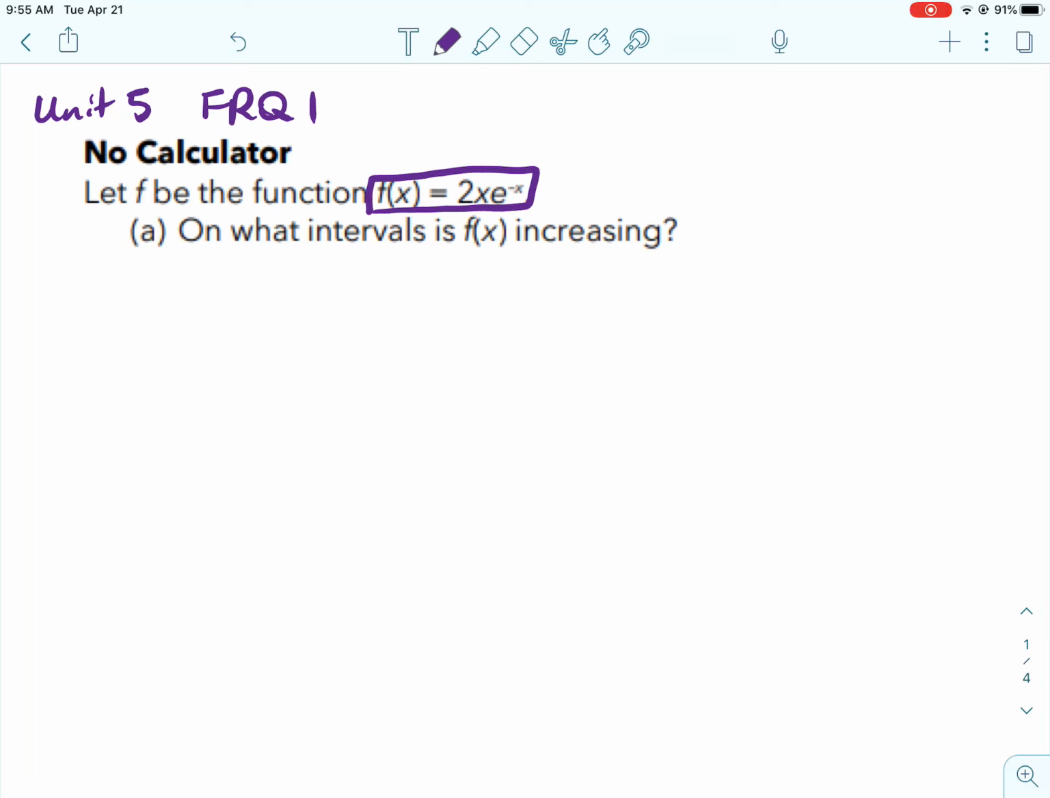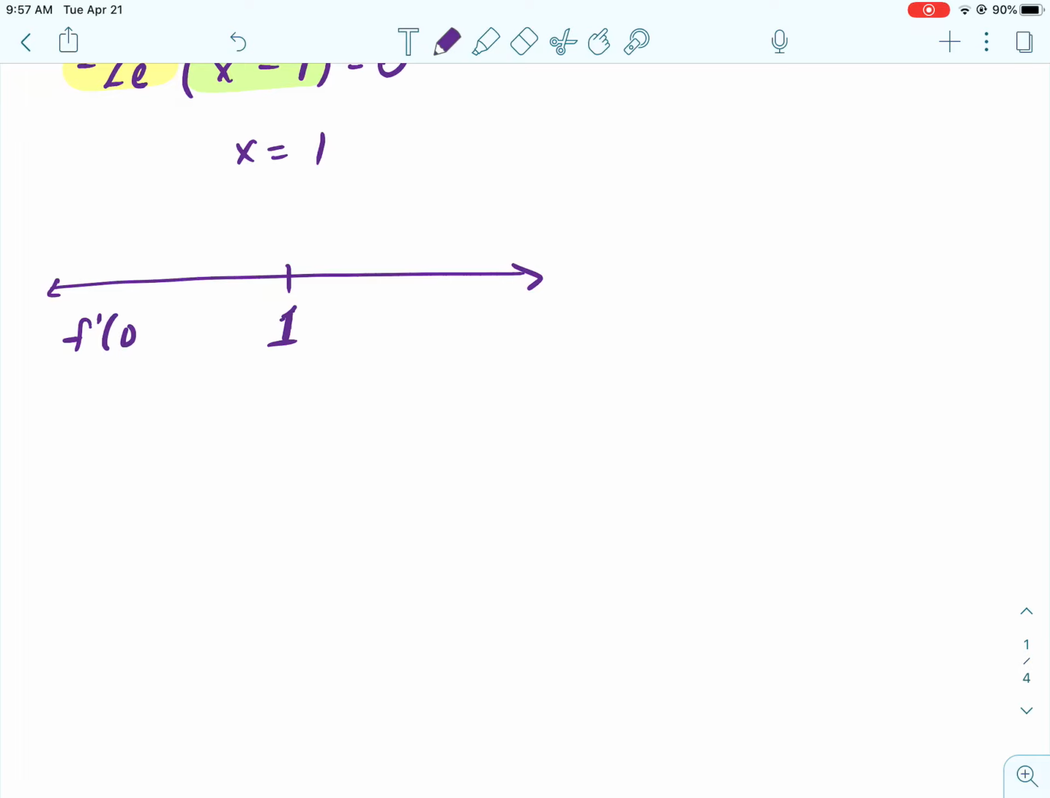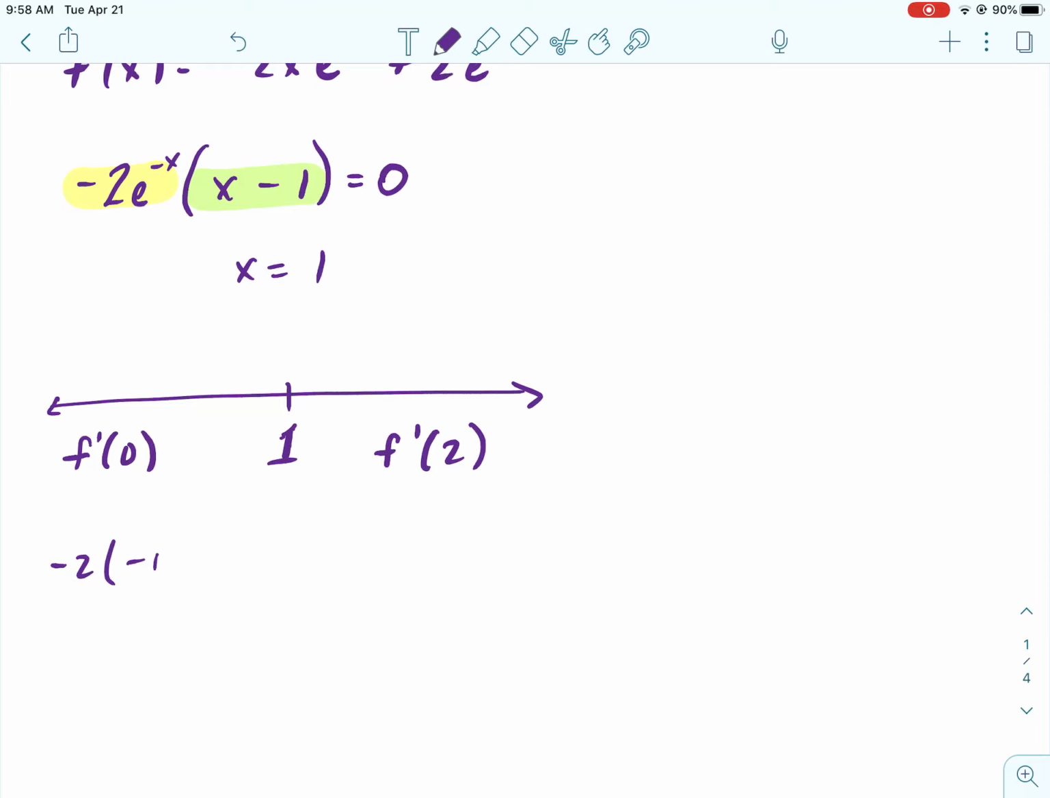So what we would do is draw our number line. We are not given an interval on this problem, so it's going to keep going in both directions. We'll put our critical number in the middle, and then we're going to test points on each side in the derivative. So I'm going to plug in 0, and I'm going to plug in 2. And again, we really only need to know if we get positive or negative. But you also have a calculator, so you can just plug it in the calculator.